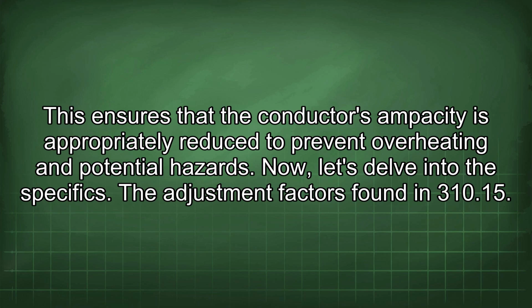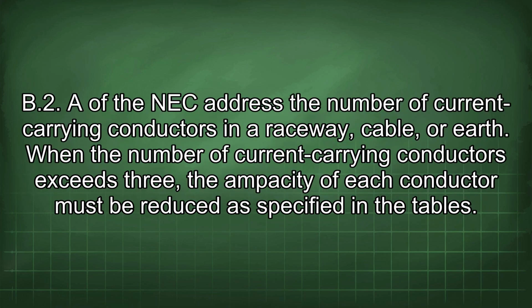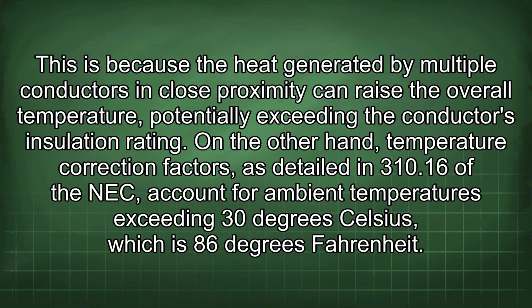The adjustment factor is found in 310.15(B)(2) of the NEC and addresses the number of current carrying conductors in a raceway, cable, or earth. When the number of current carrying conductors exceeds 3, the ampacity of each conductor must be reduced as specified in the tables. This is because the heat generated by multiple conductors in close proximity can raise the overall temperature, potentially exceeding the conductor's insulation rating.